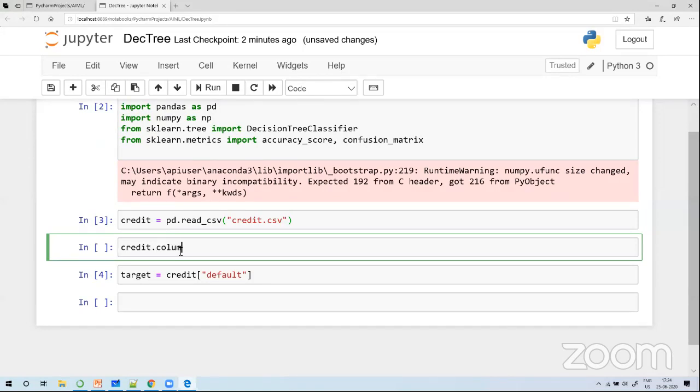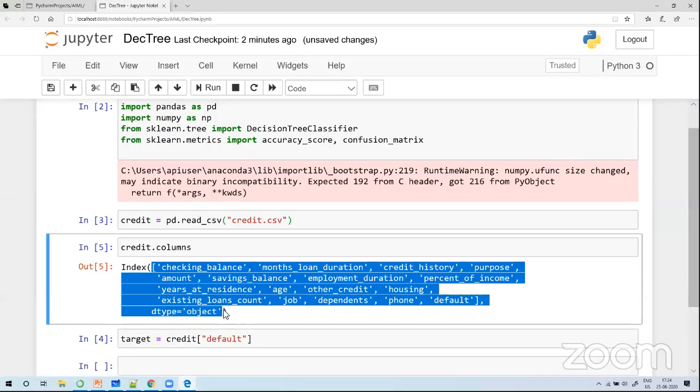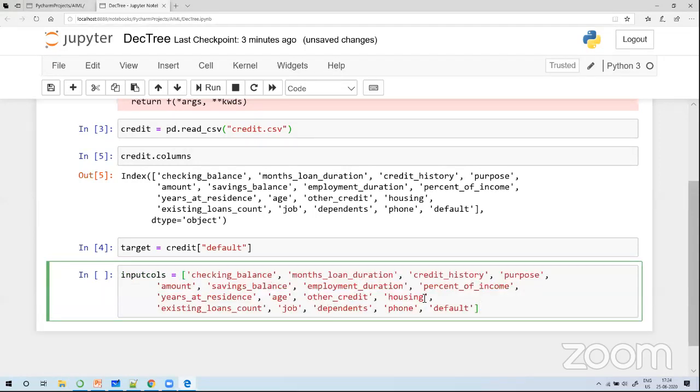Credit dot columns. Let's try to put all of this into input columns is equal to. So these are all going to be our input columns, except this one here, default, which is a target variable. So we separated it already. And I'm going to remove one more variable here, purpose. It has a lot of values.